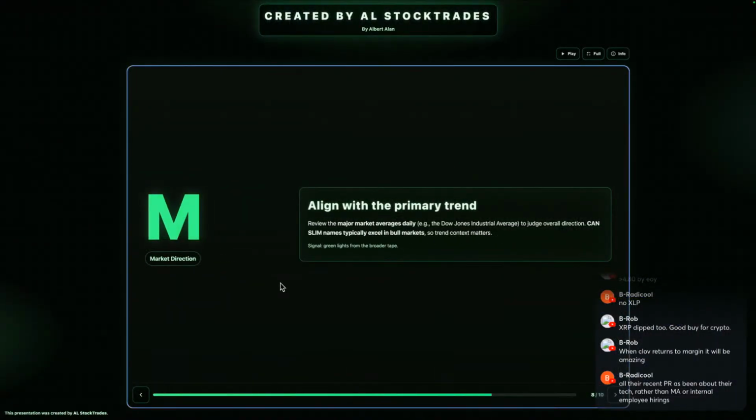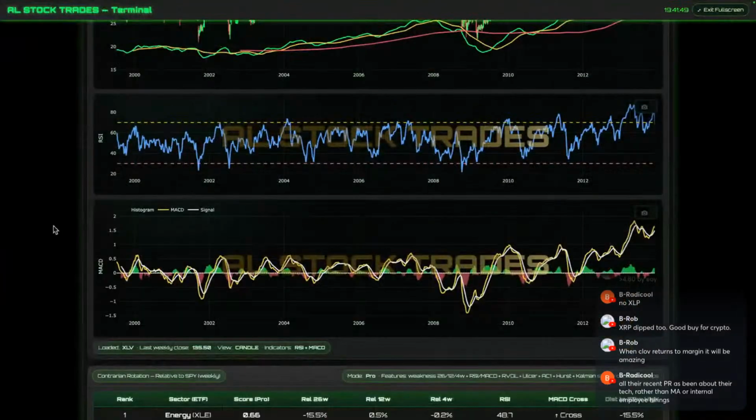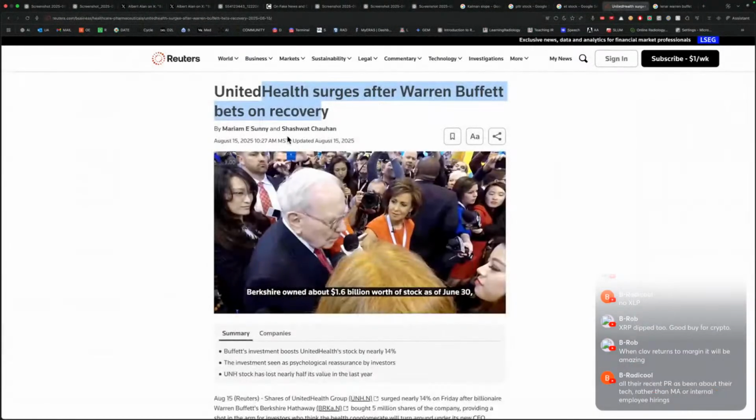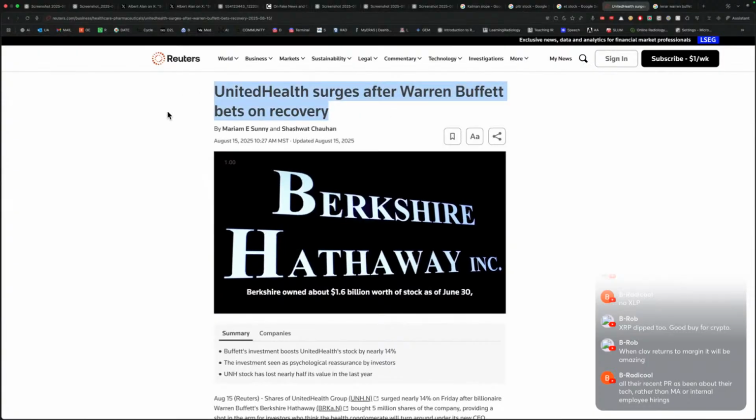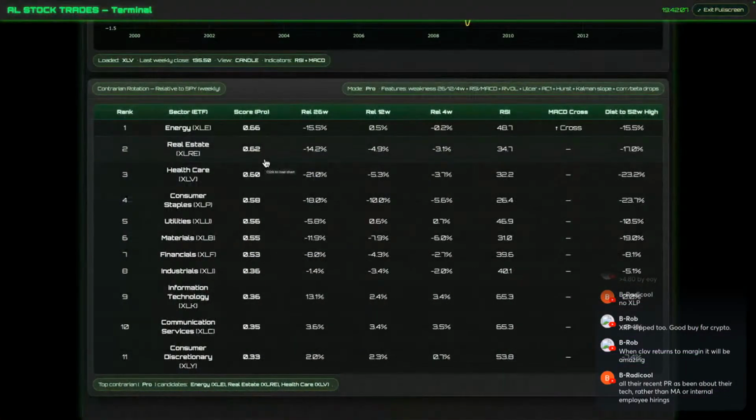All right, what's next? M, align with primary trend. Review the major market averages daily, the Dow Jones, the industry, to judge overall direction. CAN SLIM names typically excel in bull markets, so trend context matters. Are we entering a bull market? I think we're in the early stages of a bull market. Where is the market going to ultimately trend? To answer that, we go to our Contrarian indicator, and you can see it's about to get into healthcare and about to rotate. We know that because, what did Warren Buffett do back in August? He bought United Healthcare. So you can see how data driven this is. Everything is ones and zeros and AI, and there's no emotion here.